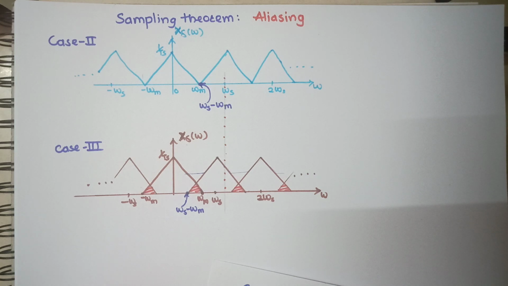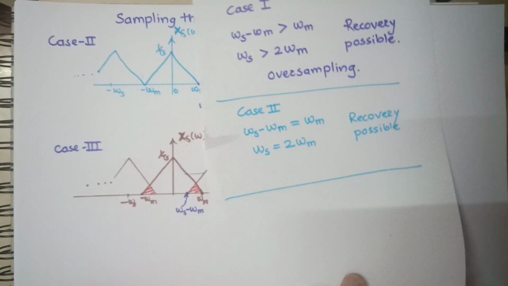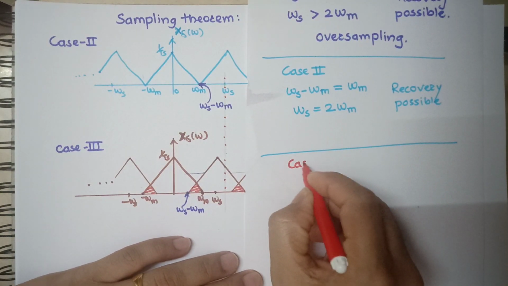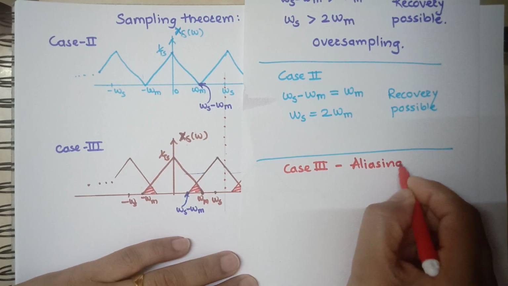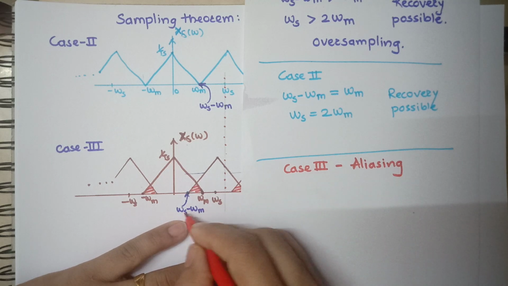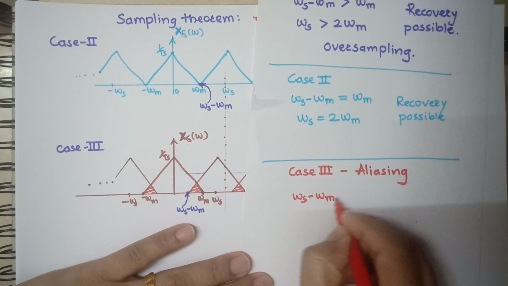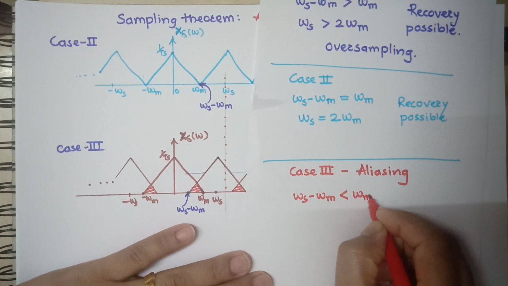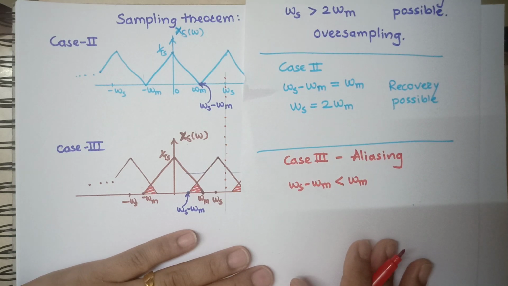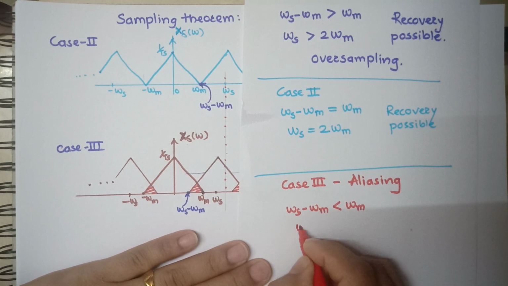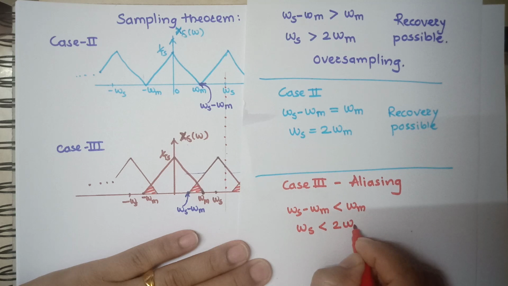So this is the effect of aliasing, and as we are not retaining the shape here, we can't recover the signal back. The continuous time domain signal can't be recovered in this case. So this is a case of aliasing. We'll write here case 3. Case 3 is aliasing. Here the point omega s minus omega m is less than omega m. Because of that, mixing occurs and exact recovery is not possible in this case. So omega s is less than twice omega m.